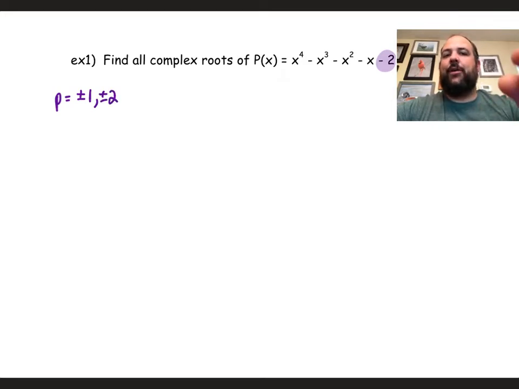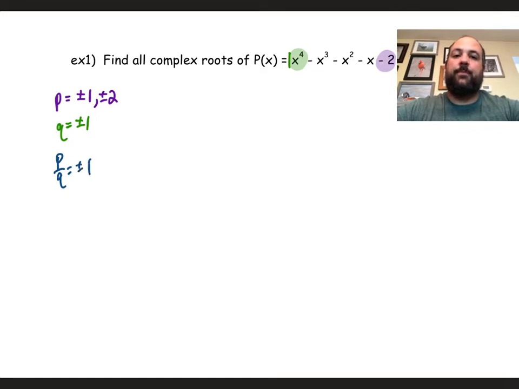My q values in this case are going to be the factors of my leading coefficient. Well, the leading term is x to the fourth, and in this case the coefficient is 1. So that would mean my q values are plus or minus 1. Therefore, if I put them together, p over q, it's basically going to be the same as my list of p values, plus or minus 1 and plus or minus 2.